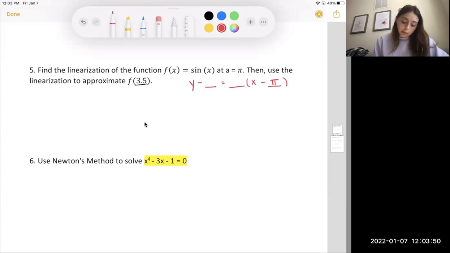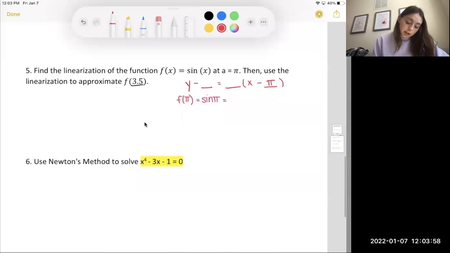So I'm going to plug in pi, which would be basically what is sine of pi. Sine of pi is going to be 0. So I actually have a 0 here.